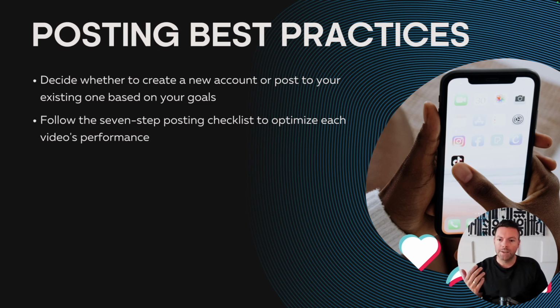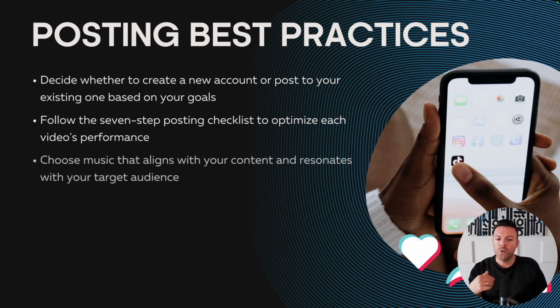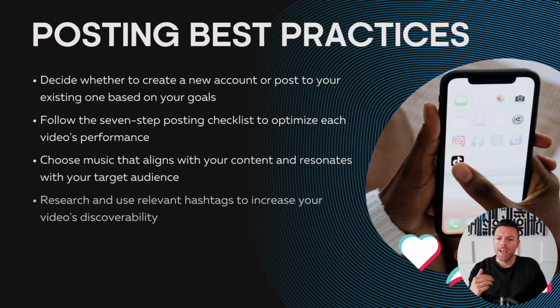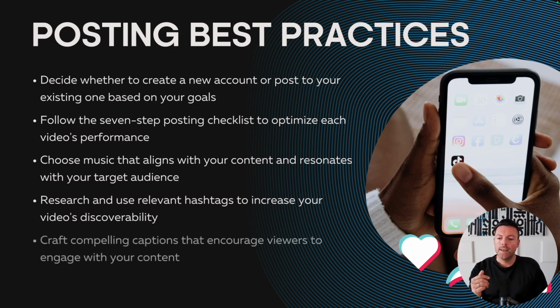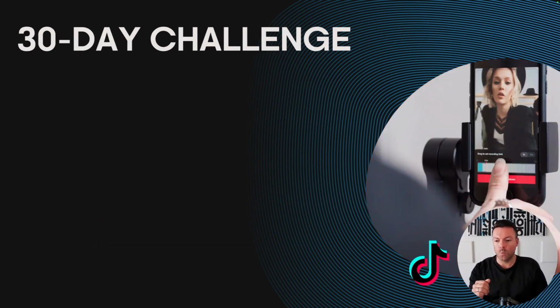You also want to follow our 7-step posting checklist to optimize each video's performance, which you're going to get access to later, and choose music that aligns with your content and resonates with your target audience. Of course, also choose trending music, which we'll talk about as well. And research and use relevant hashtags to increase video discoverability. Oh, this is an obvious one, right? Hashtags are also important. So go out there and see the viral TikToks, which hashtags are they using, and use the same ones. Then you want to craft compelling captions that encourage viewers to engage with your content. A nice hack here is using emojis in the captions, which can help get them to watch the video again and again as well.